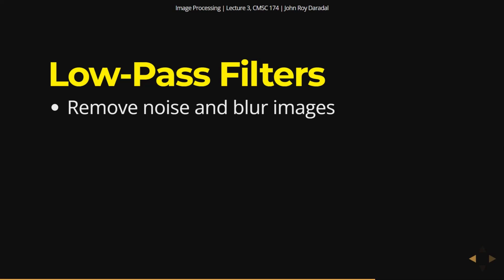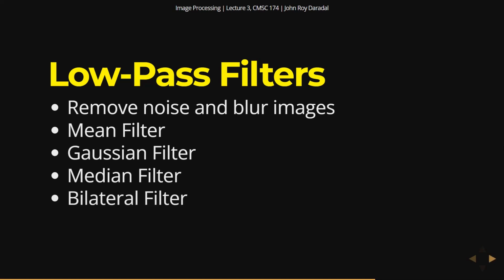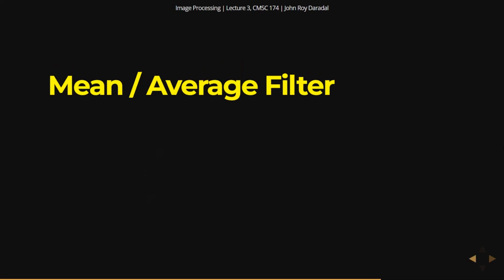Okay, so we'll take a look at low pass filters first. For low pass filters, their focus is on removing noise and blurring the images. So we have the mean filter or the average filter, the Gaussian filter, the median filter, and the bilateral filter. So we'll focus on these 4 filters for the low pass. Okay, so let's start with the mean or average filter.